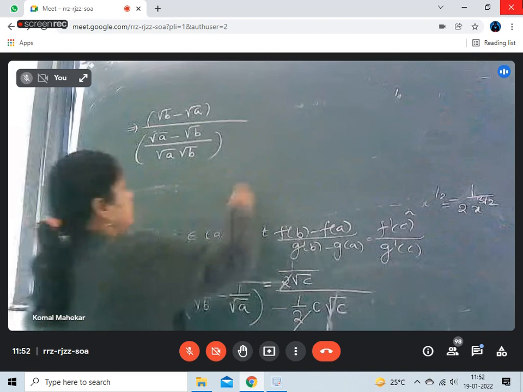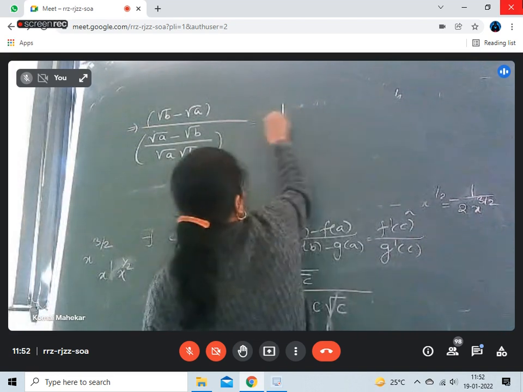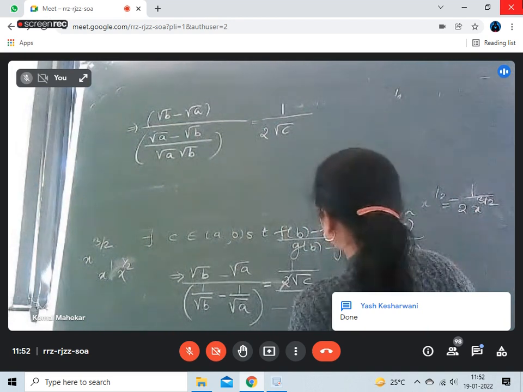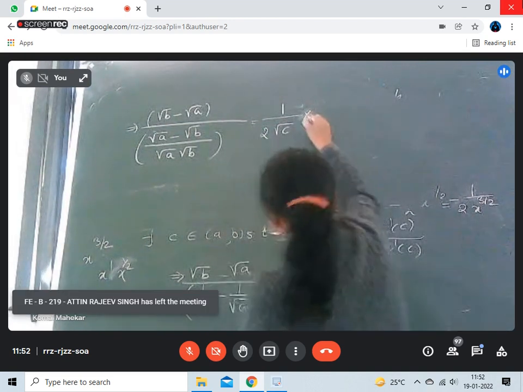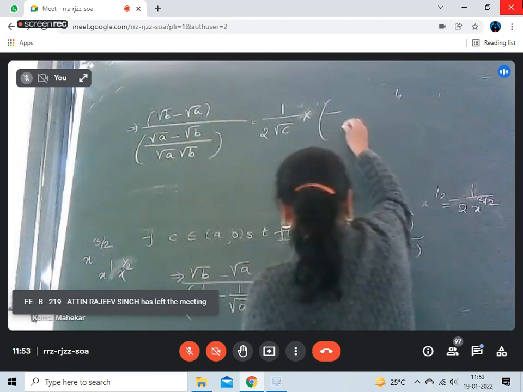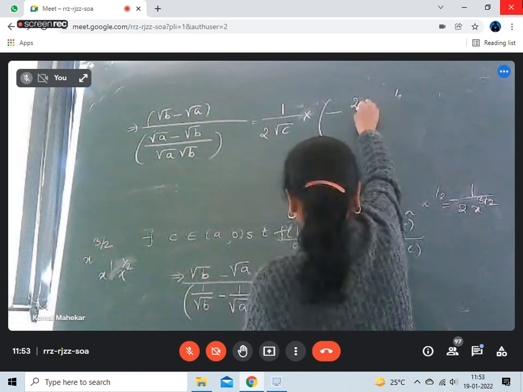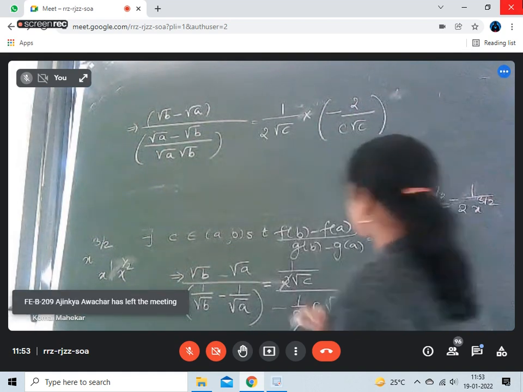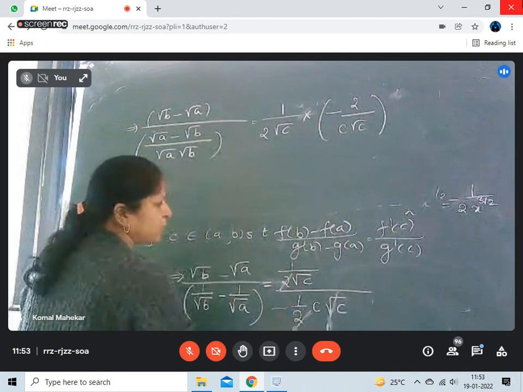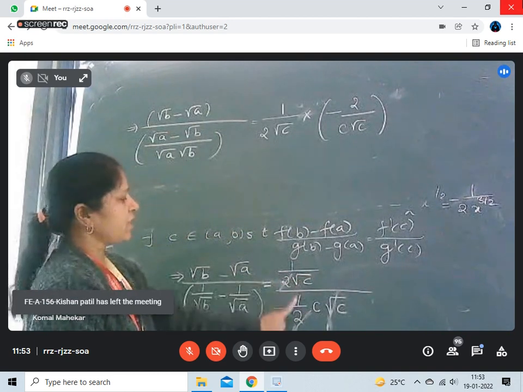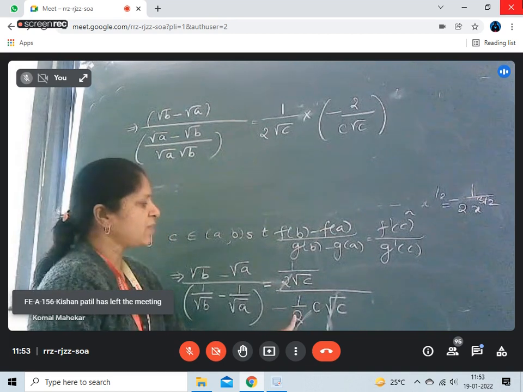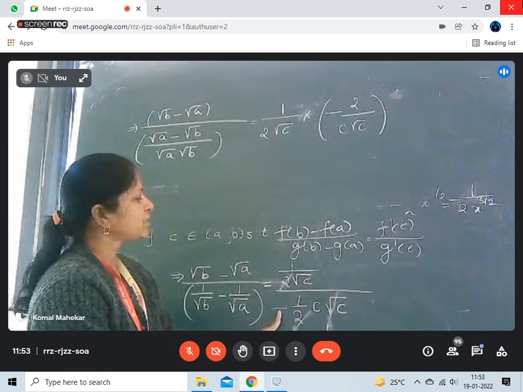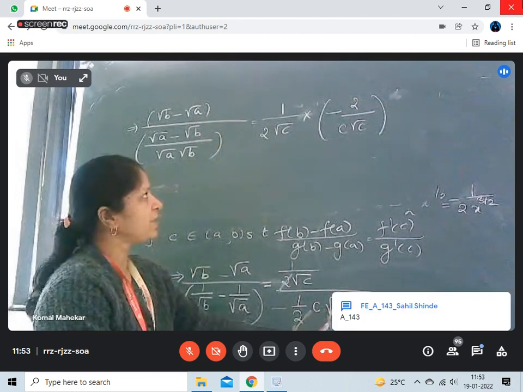Root c with this, what will be this value? 1 upon 2 root c, and divided by this value, that is same as multiplied by its reciprocal, that is minus 2 upon c root c. Okay. So if it doesn't cancel here 2, this is 1 by 2 root c and divide by this term, that is same as multiply by its reciprocal. So its reciprocal is minus 2 and this term will be in denominator c root c.